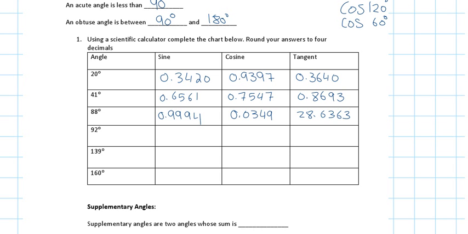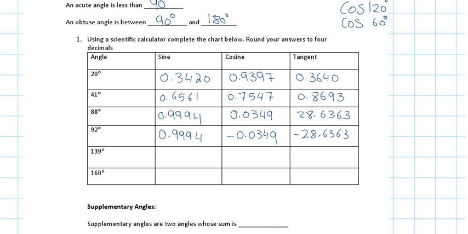Are we okay with this so far? So we're going to look at sine 92, and sine 92 is 0.9994. Cosine 92 is negative 0.0349. Is that right? And tan 92 is negative 28.6363.